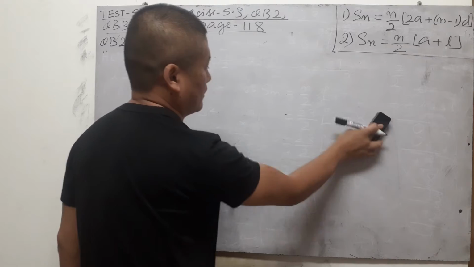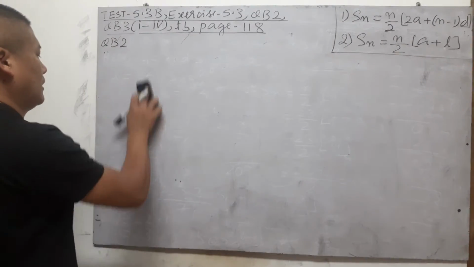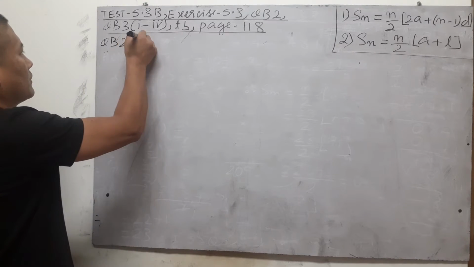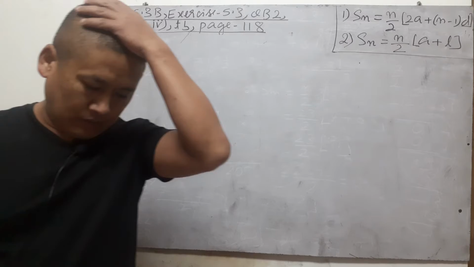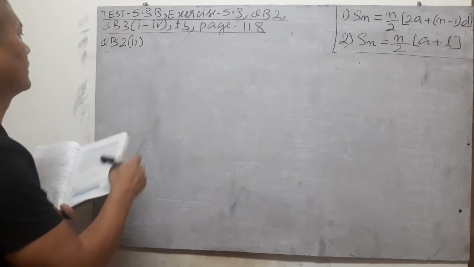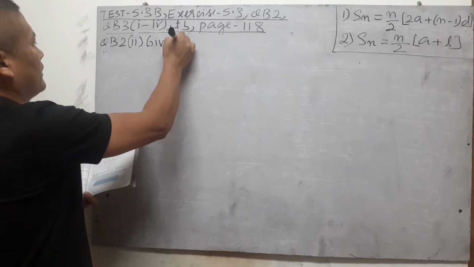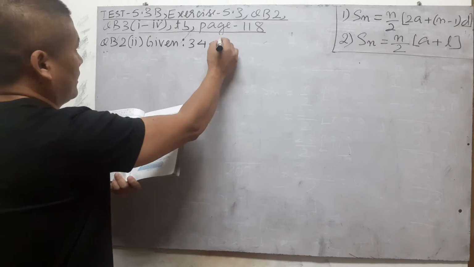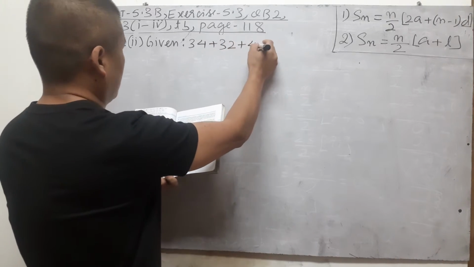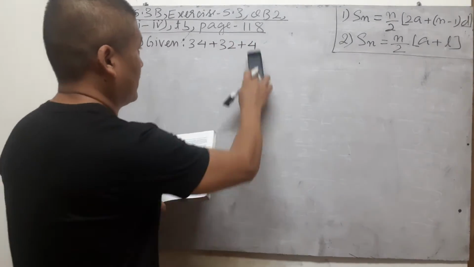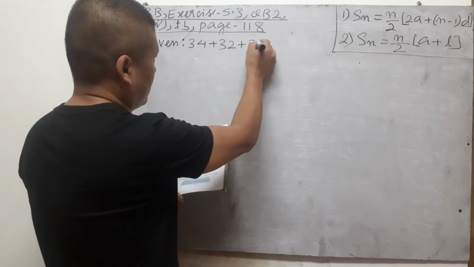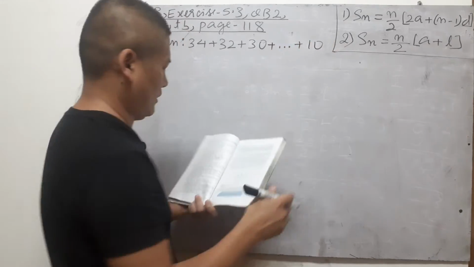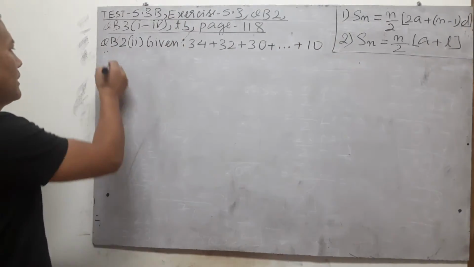So the next one is question number 2, subheading 2. Let's go to subheading 2. Here the given sum we have to find is 34 plus 32 plus 30 plus etc. plus the last term is 10. We have to find this sum.